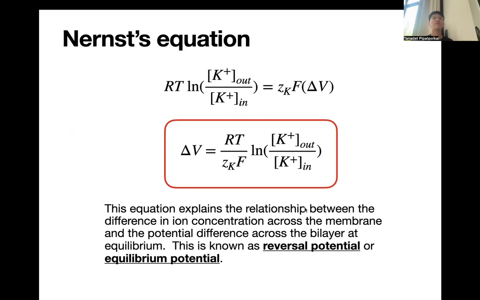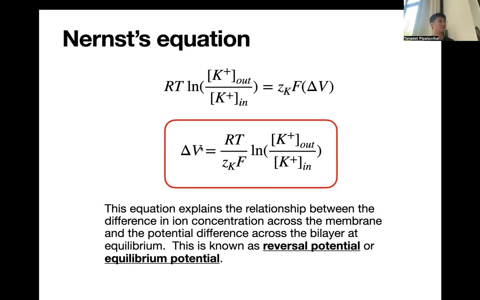And by rearranging the RT back on the other side, we got this equation, which is RT over ZF, ln K out over K in. And this is the relationship, and we call this the Nernst equation, or the reversal potential, or the equilibrium potential for this delta V term.